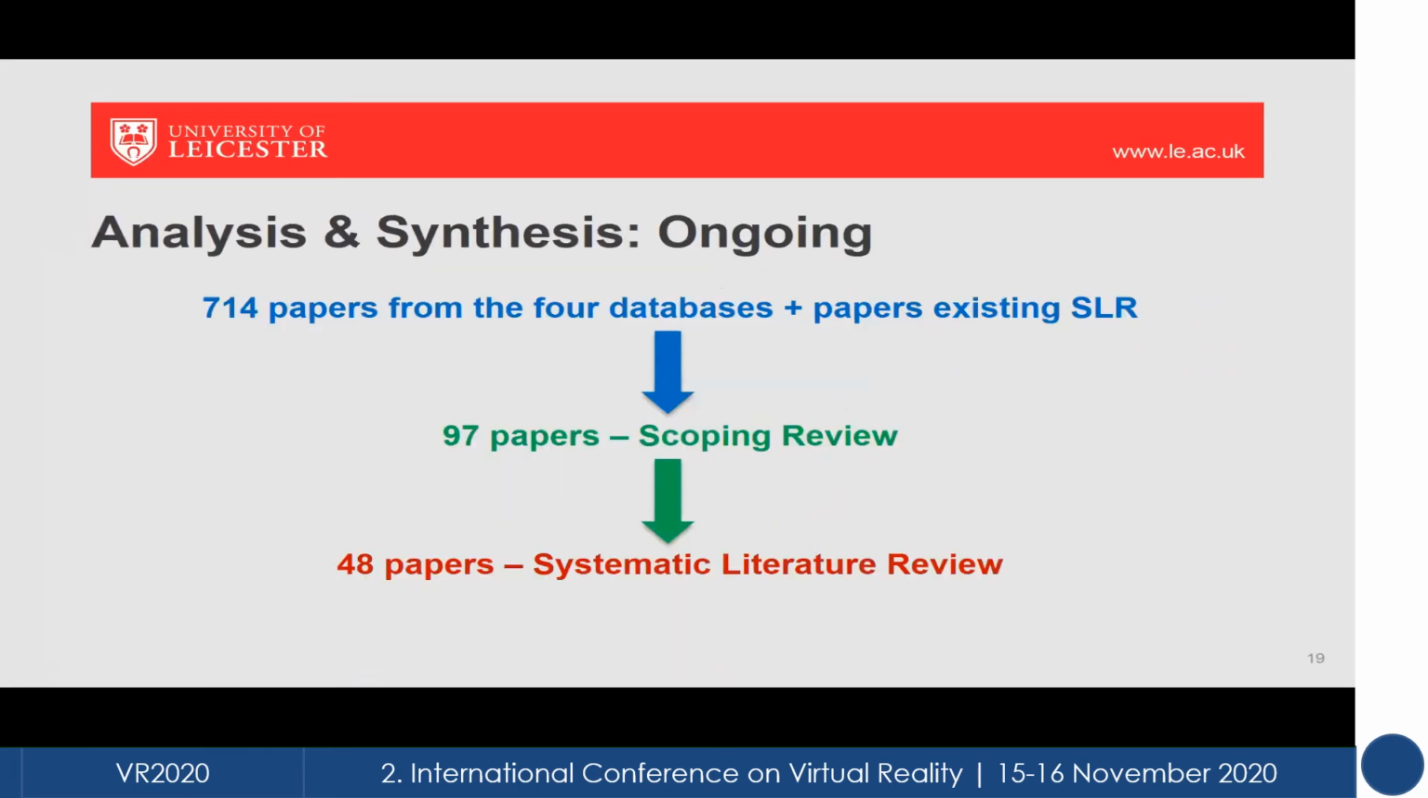The analysis and synthesis are still ongoing. I'm sorry that I cannot produce the detailed results to you today, but what I can tell you is that it is a really, really time-consuming process. We identified 714 papers from the four databases, and also some papers from existing systematic literature reviews. We filtered down to 97 papers, the so-called scoping review. But if we apply the quality assessment, it reduces down to 48. We are still doing the analysis, so hopefully in the next conference I can present more detail about what we have found from our literature review.